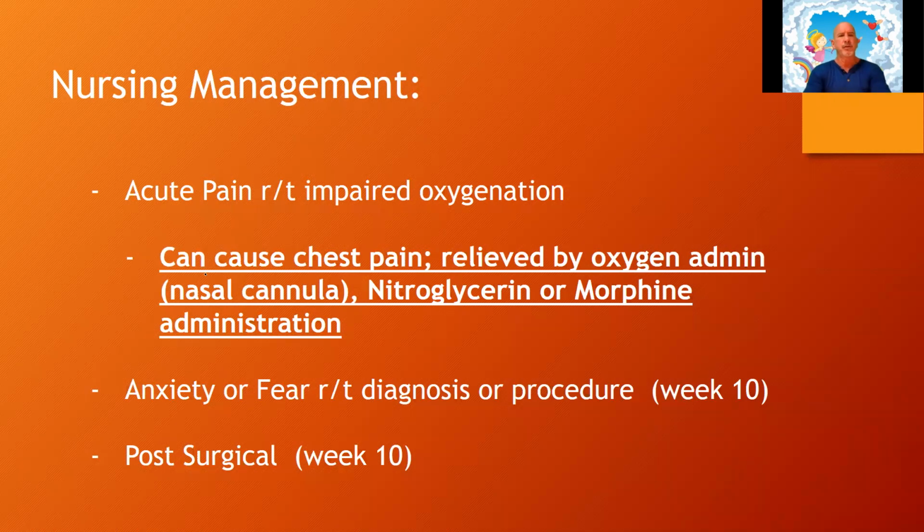Also, other things you'll have to consider as a nurse, anxiety and fear. This person thinks they're dying. So you definitely have to pull out your therapeutic communication and work with them and assure them that we are doing everything we can to help them. And anything you can do to help them relax helps, because stress is going to make the heart work harder. It uses more oxygen. It's going to hurt more. So the more they can relax, the better. And then post-surgical considerations, which we'll talk about in week 10.